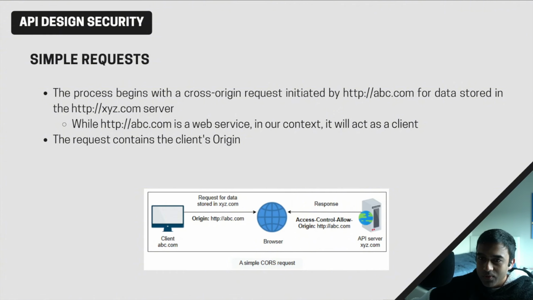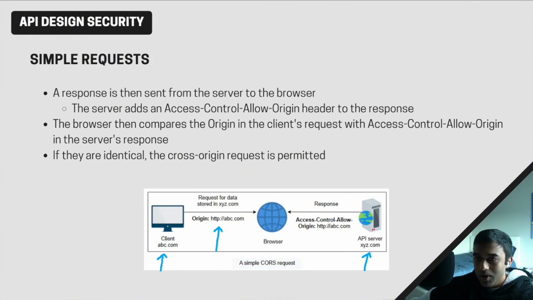So the process for simple requests begins with a cross-origin request initiated by abc.com for data that is stored in xyz.com. And while abc.com is a web service in our context, it will act as the client, and the request contains the client's origin, which is abc.com. And a response is then sent from the server to the browser, and the server adds an access control allow origin header to the response, which has abc.com in it, right?